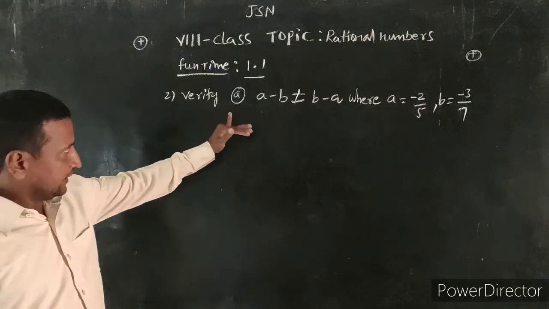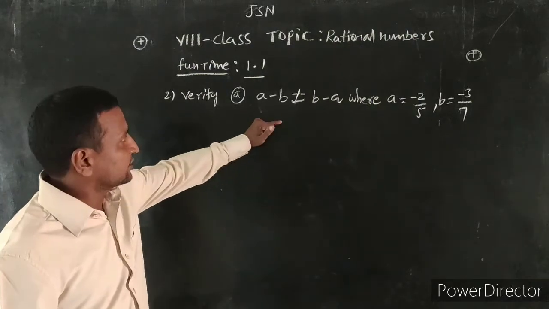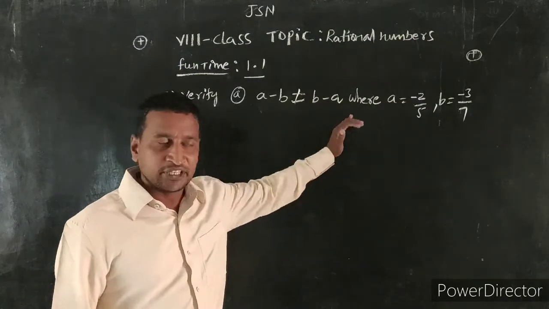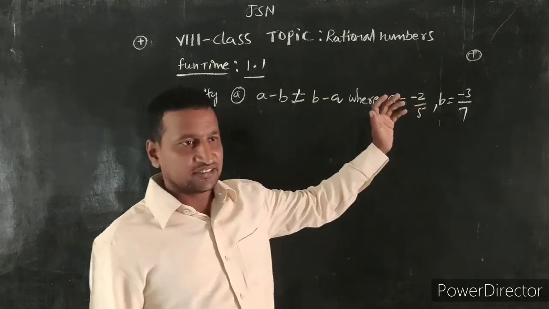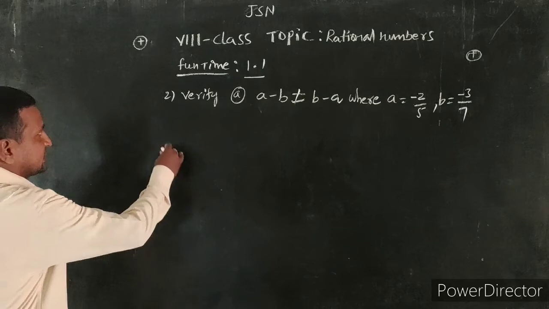Verify A. Problem number A: A minus B is not equal to B minus A, where A equals minus 2 by 5, B equals minus 3 by 7. First take LHS.